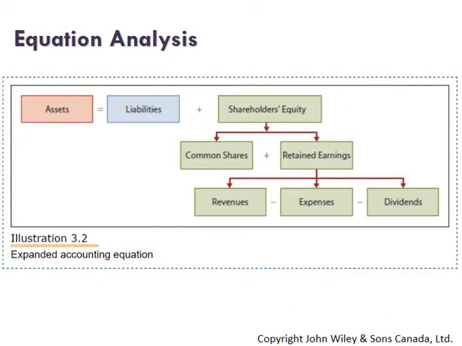Our impact can be further broken down, particularly in the shareholders' equity section, into impacts that affect common shares, revenue, expenses, and dividends. For any transaction, we'll be looking to place its components into one of these 6 buckets: assets, liabilities, common shares, revenue, expense, and dividends.